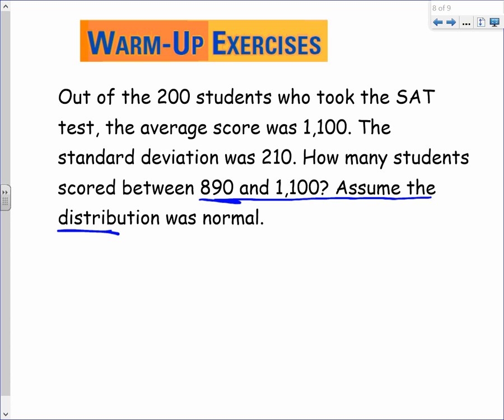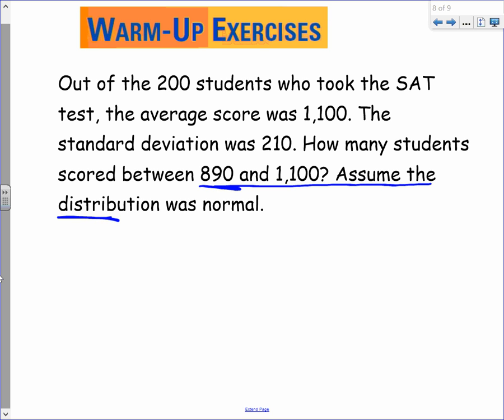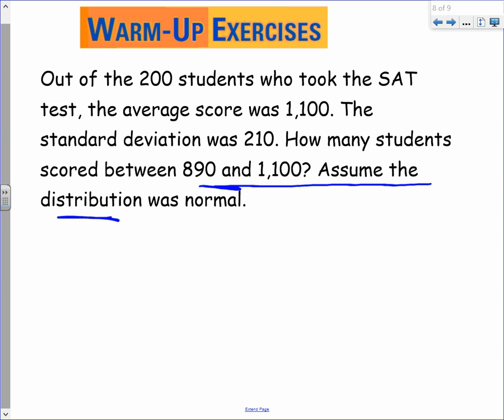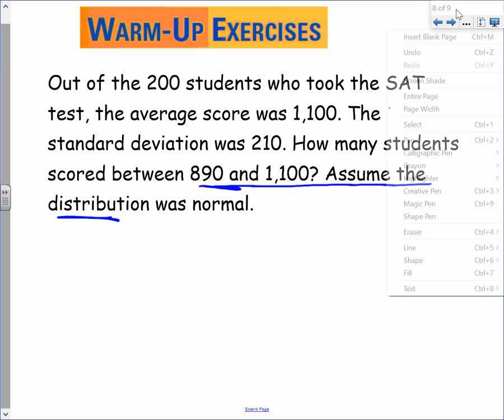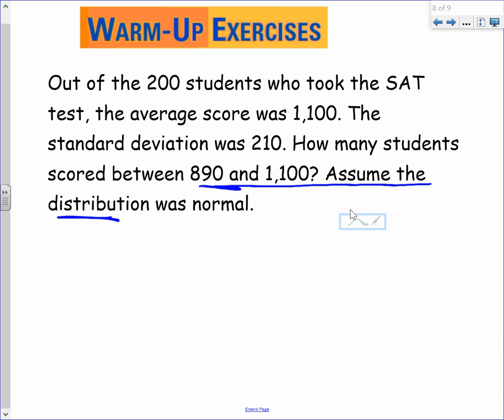All right, so there's 200 students that took that SAT test. The average score is 1,100. That's going to be in my middle because average, remember, is the same word as the mean. It's a synonym for the mean. So whenever you see the word average and mean, it means the same thing.